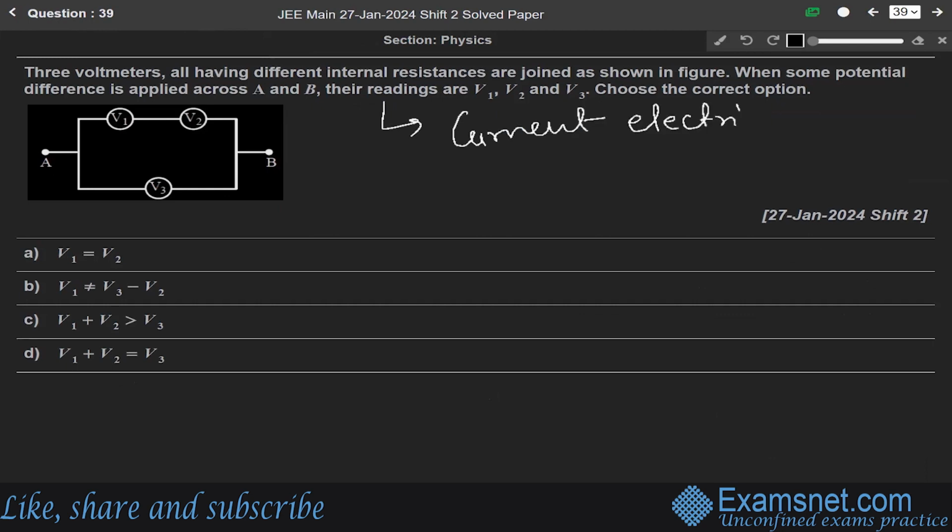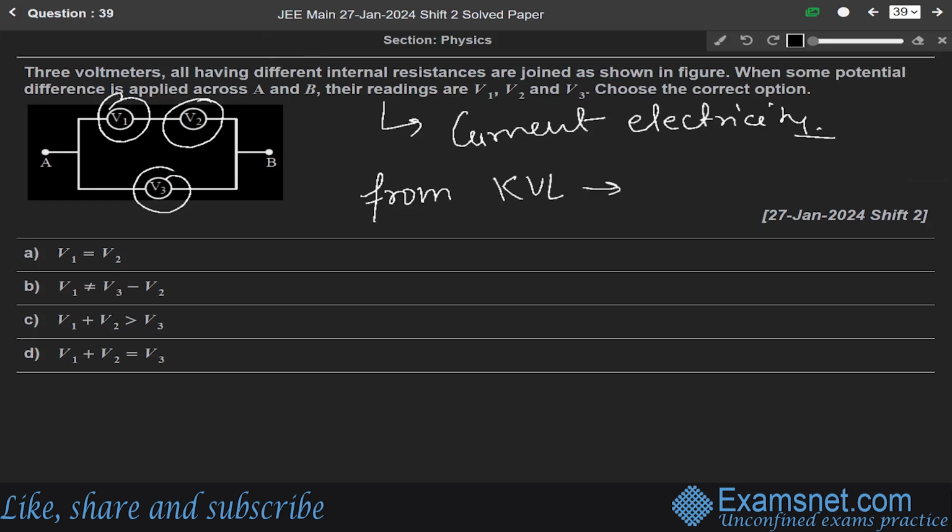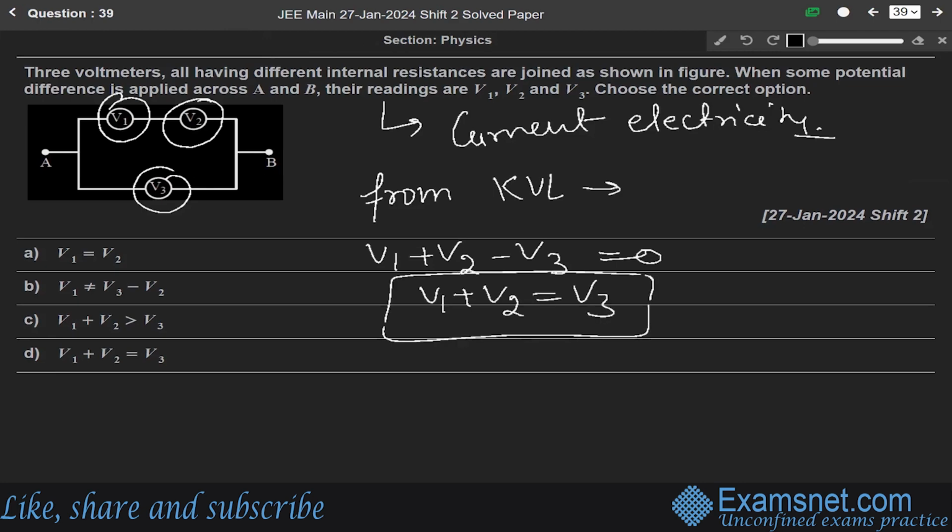So solving this question, since the resistances of the 3 voltmeters are different, using KVL, Kirchhoff's voltage law, V1 plus V2 minus V3 equals 0. Applying Kirchhoff's voltage law, V1 plus V2 minus V3 will be equal to 0. So V1 plus V2 will be equal to V3. This is a very simple question. So the correct option is option D, that is V1 plus V2 equals V3.